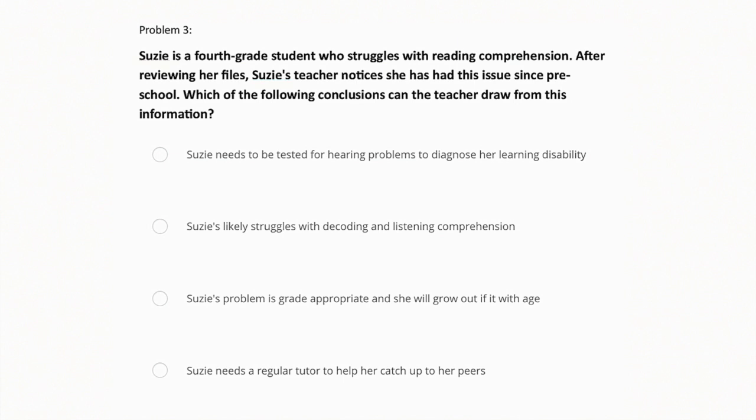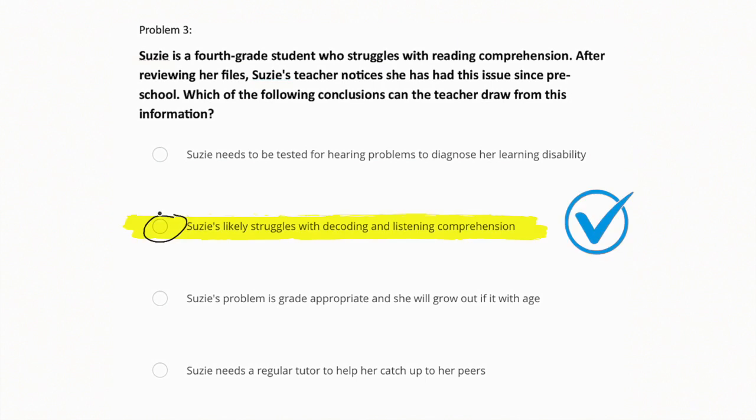So she's had this issue for a while. It's affecting her reading comprehension. So we would most likely want to look at this answer. Susie likely struggles with decoding and listening comprehension because when a child is struggling with listening comprehension issues from a young age, it can affect their reading development. So if this has been going on for a while, in terms of struggling with decoding the material and comprehending it, it might have to do with listening comprehension, and that's something we would want to look into.